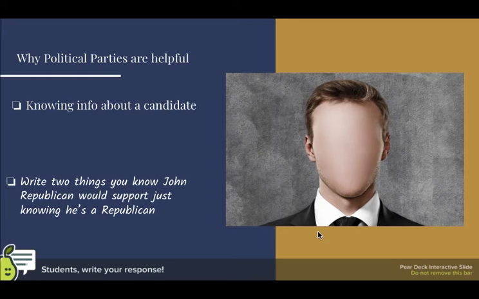And you could put a lot of stuff down here. You could say he's pro-life. He probably supports the Second Amendment, gun rights. He is for lower income taxes. He wants less regulations on the market. I mean, you could go on and on and on, just because you know he's a Republican. If there weren't political parties, you'd have to know everybody's individual beliefs, which would kind of be hard to keep track of. So that's helpful.